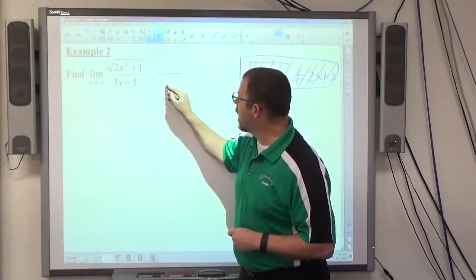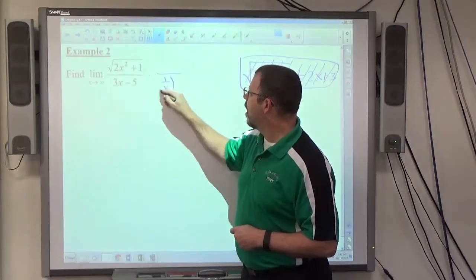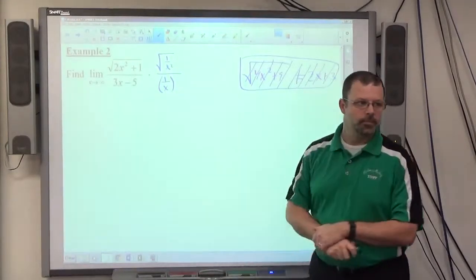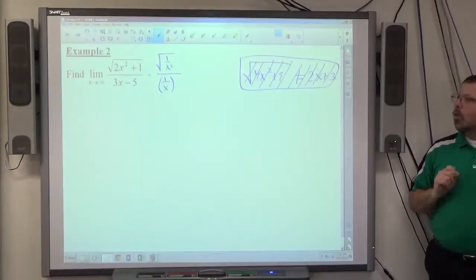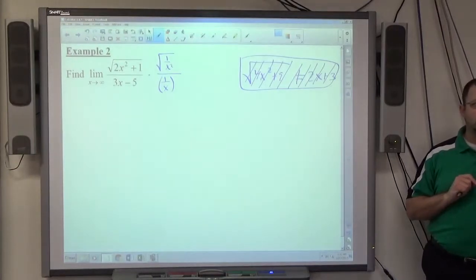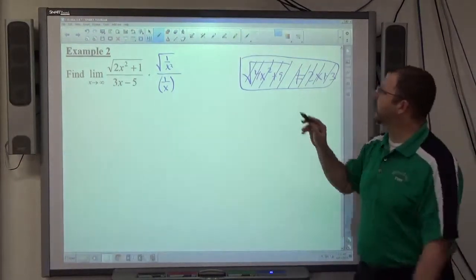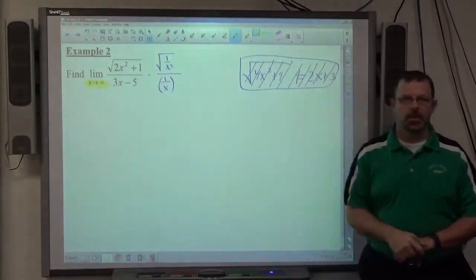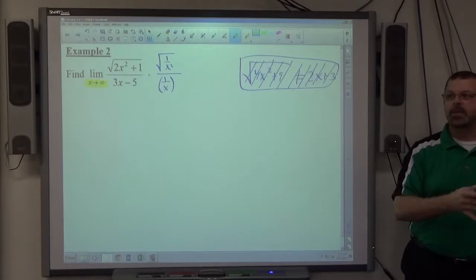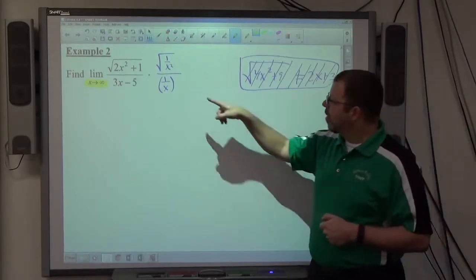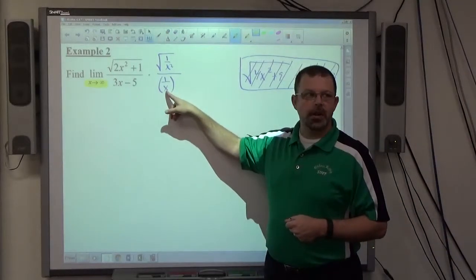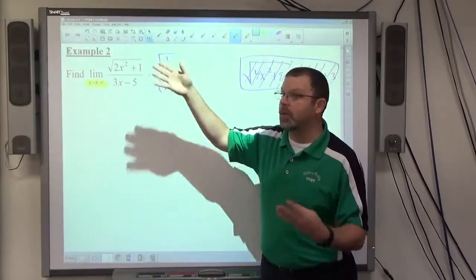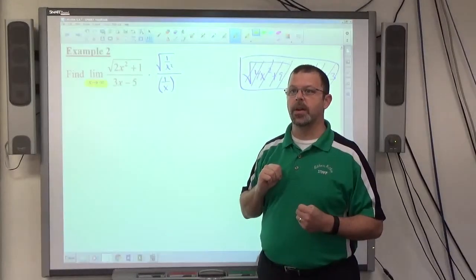Now watch what happens here. On the bottom, I'm going to multiply by 1 over x. On top, I'm going to multiply by the square root of 1 over x squared. When you do that, you have to be cautious. Let me show you why. In this case, we're letting x approach positive infinity. So x is representing some positive big number, right? 1 over some positive big number is positive, right? And 1 over some positive big number squared is positive. Take the square root, you get a positive. We all see that okay?